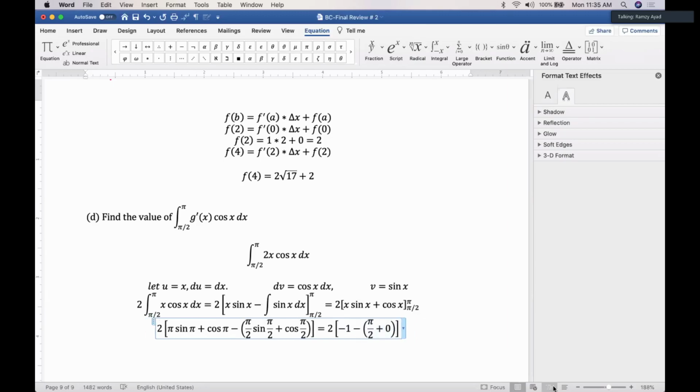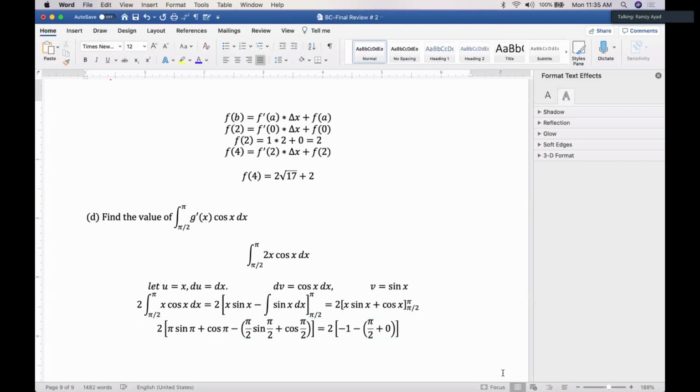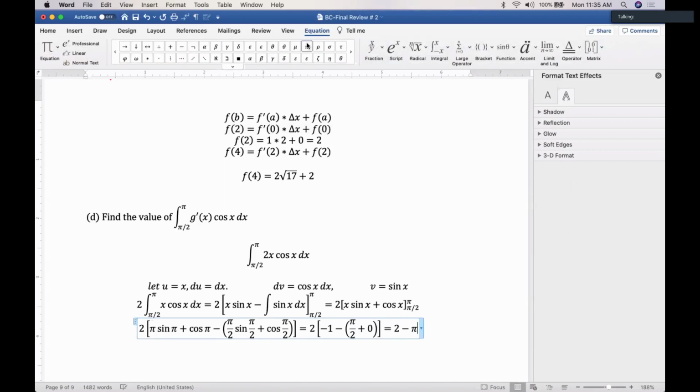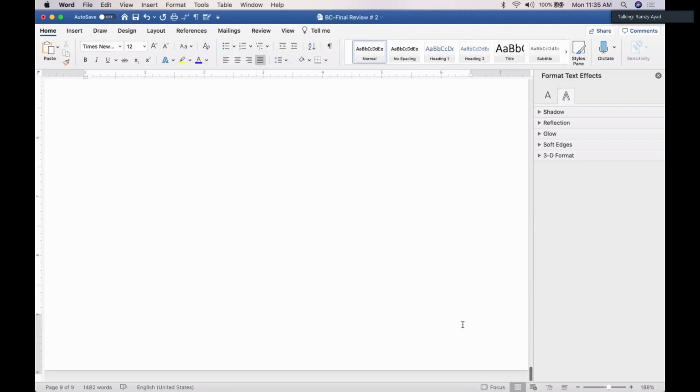So what's my answer at the end? My answer is -1 minus pi over 2 and times 2. That means 2 minus pi. Is it? No, -2 minus pi. Did I do everything right? -2 minus pi. I hope so. Okay. And that's it. That's the end of it.